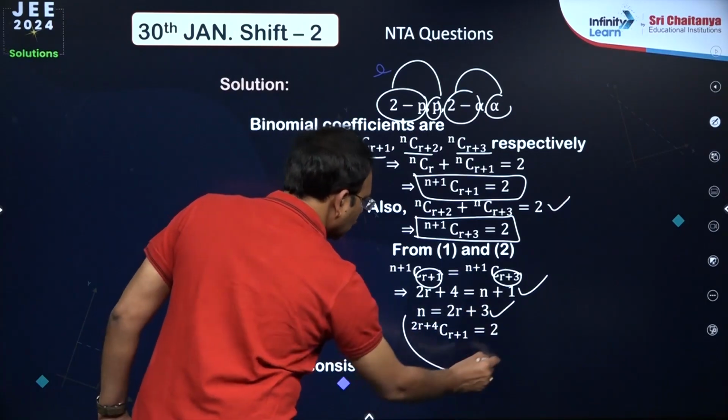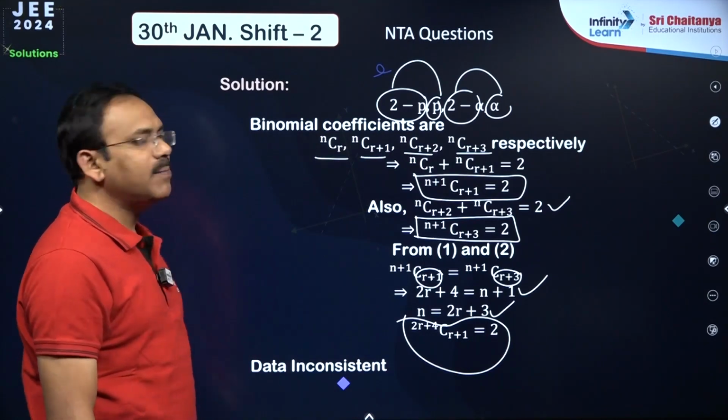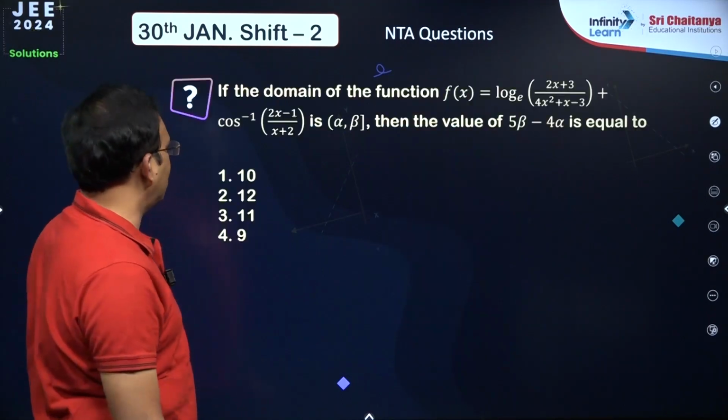If you put this, you have to get 2R plus 4C R plus 1 must be 2, which is impossible. So practically this bonus is given for this particular question.